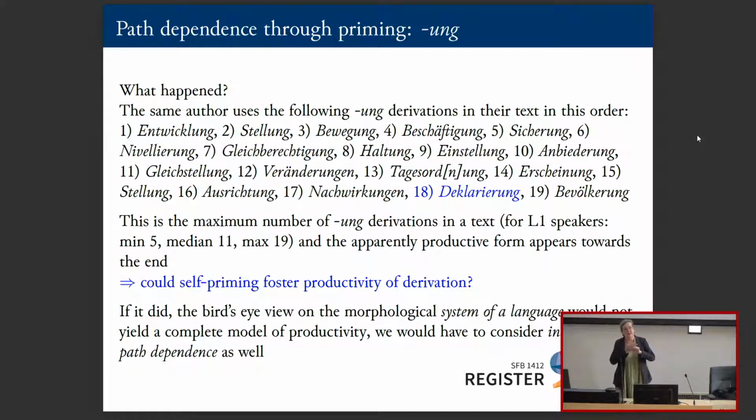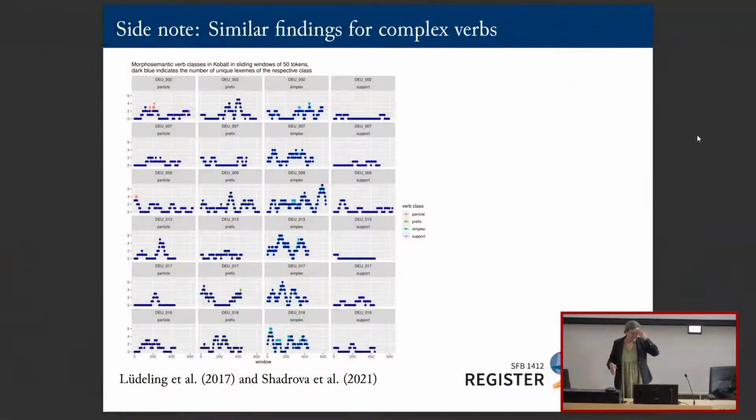Also some form of path dependence. Once you've decided on one word, it's more likely that you will use another word. Once you have two words, it's more likely that you will use the third word. Yeah? So I have two ways of path dependence through this text. So the text is not just a text. The text has a history in itself. Yeah? We've also, and that's something that has been published, shown that we find a similar self-priming effect for complex verbs. So that's not something only for -ung. That's something that's there.